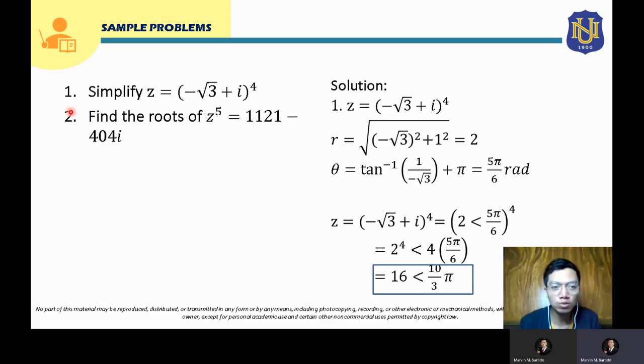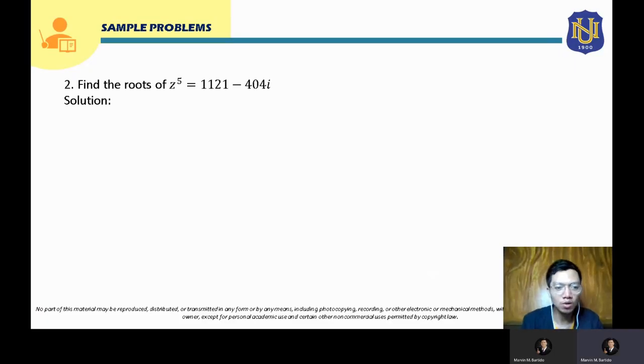Now, let's proceed to sample problem number 2. So here in sample problem number 2, in the next slide, let's discuss this. Okay, so this will be the second problem. This is z to the fifth is equal to 1,121 minus 404i. So in this case, we're going to solve for the roots of this complex number.